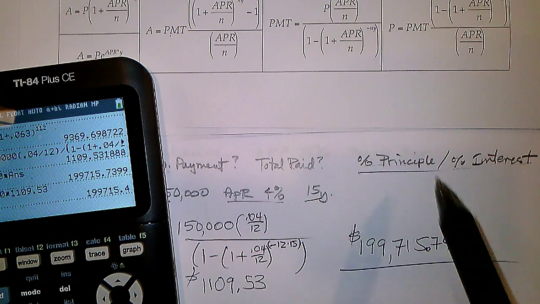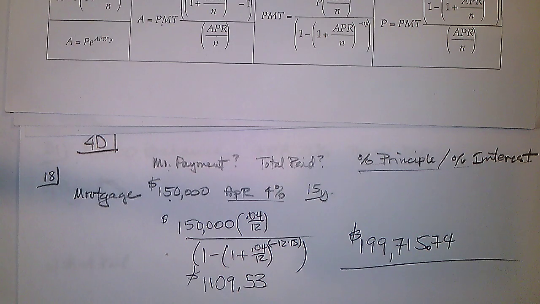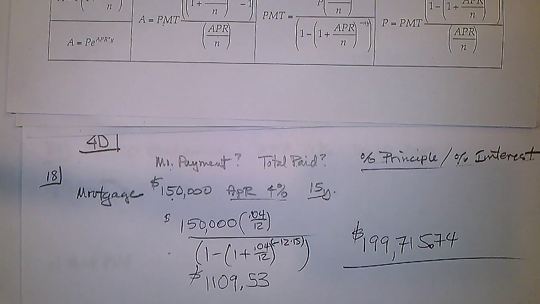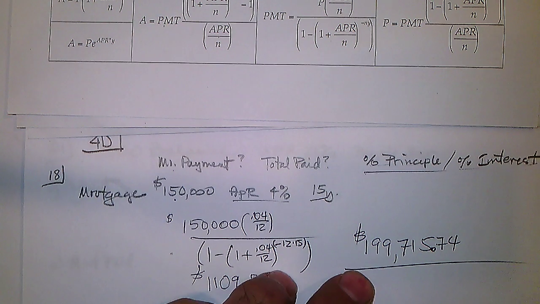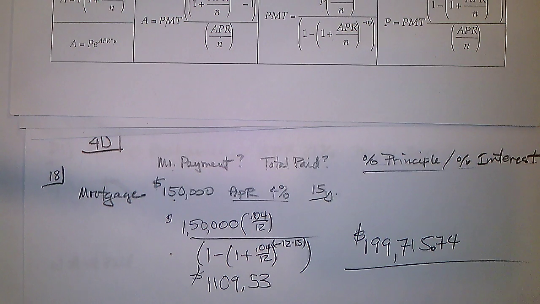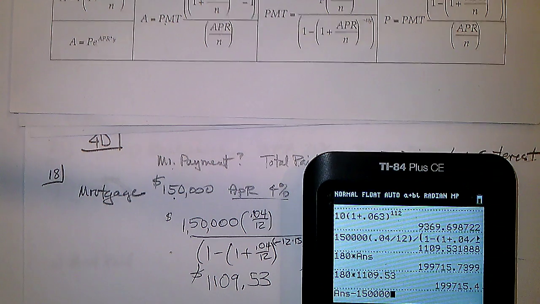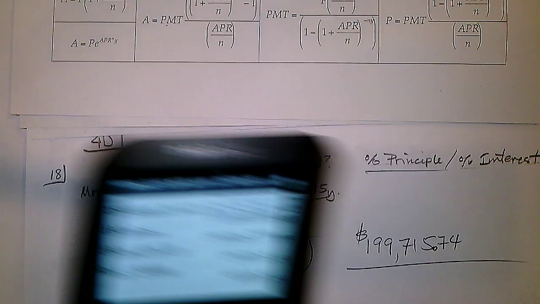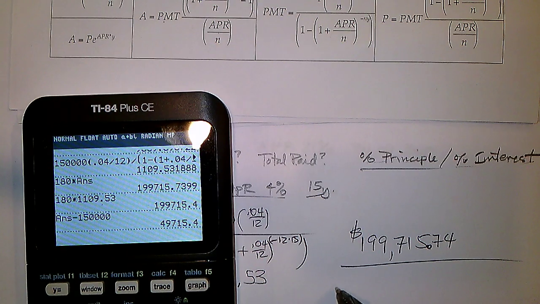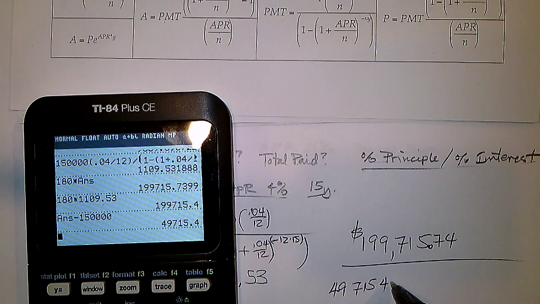And then how much was paid on principal? Well, that's how much we pay for the $150,000 loan. So if we subtract the $150,000 from that, that means that the interest was $49,715.40 or 74 cents, whichever way you did it.